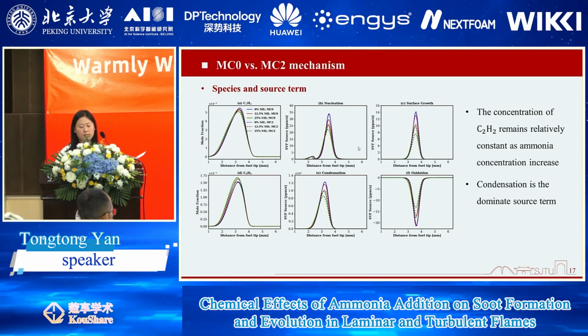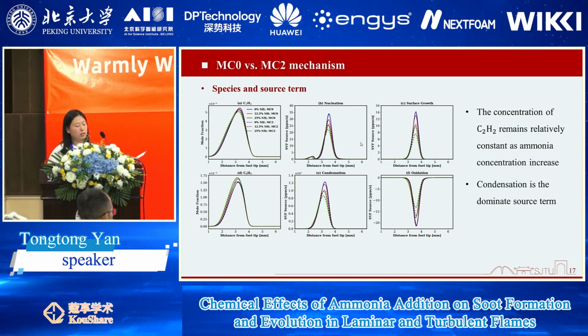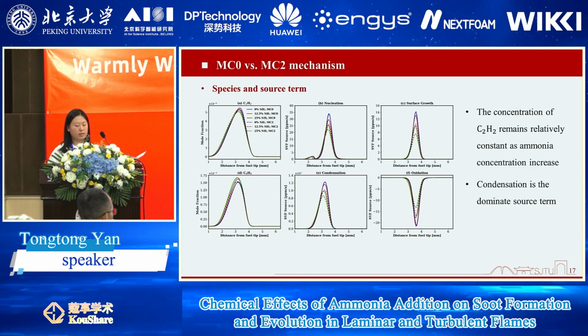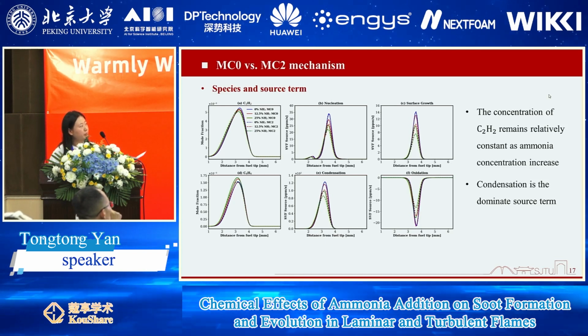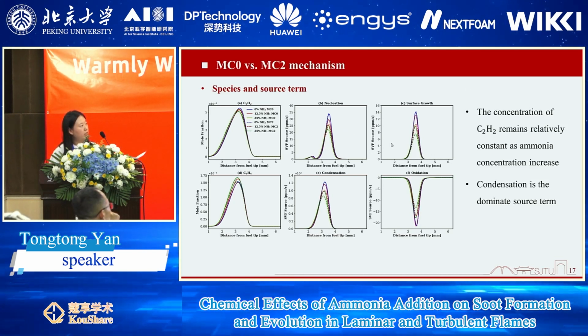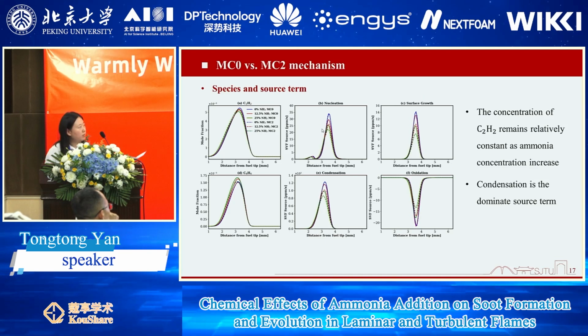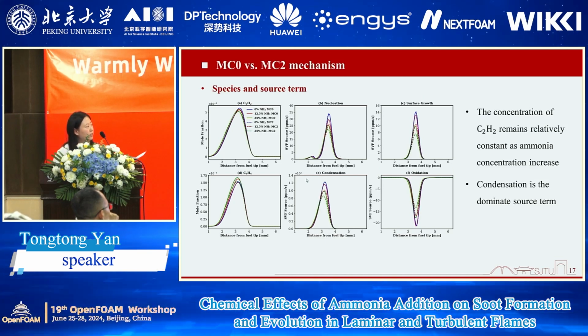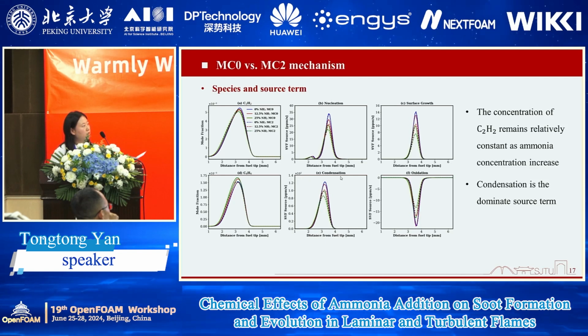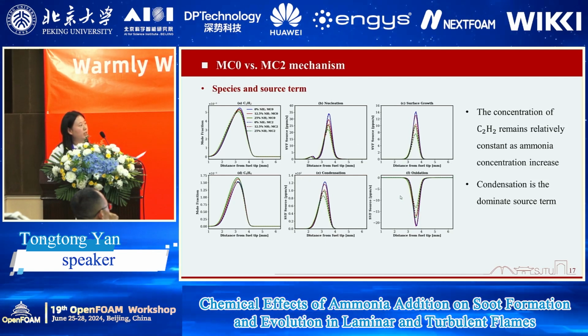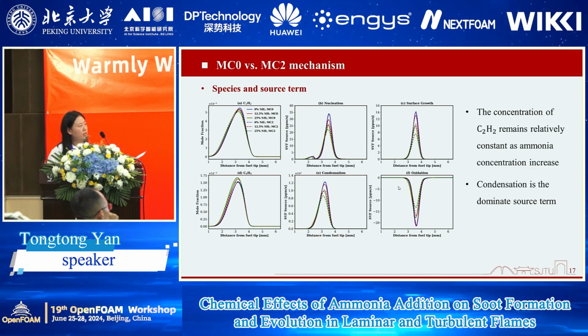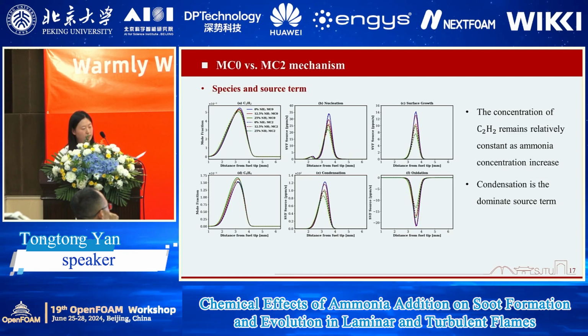So we think that the decrease in the surface growth source term may be attributed only to the reduction of the soot volume fraction. And these 4 pictures are about the 4 different source terms. We can see that for the condensation source term, the magnitude is quite a lot larger than the other 3 terms, and we can see that condensation is the most dominant source term in this case.